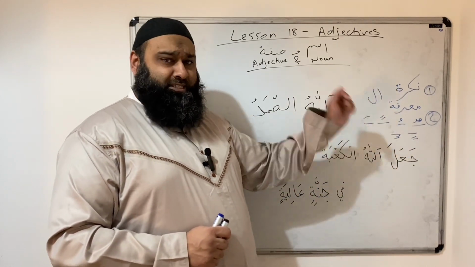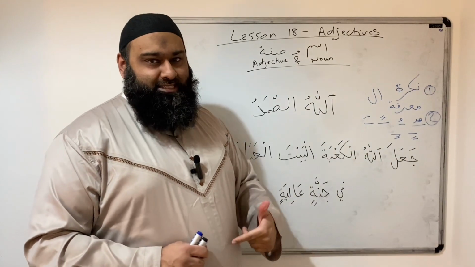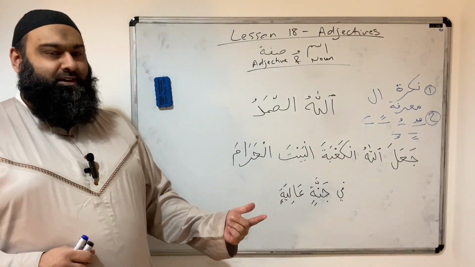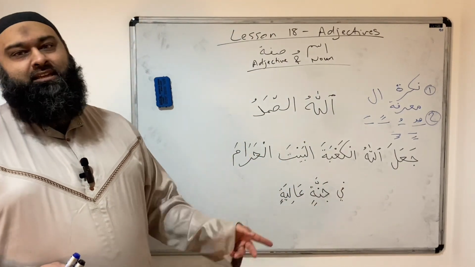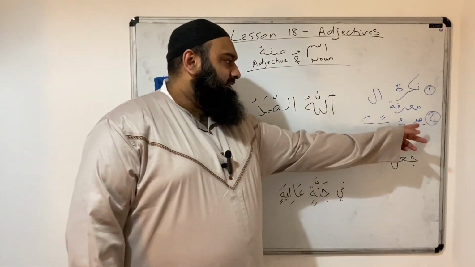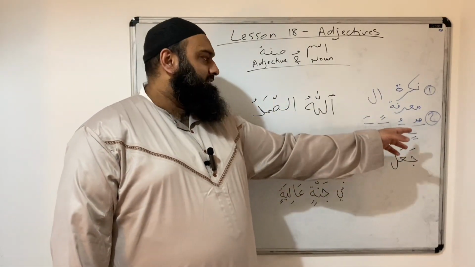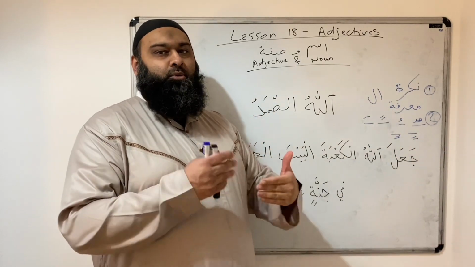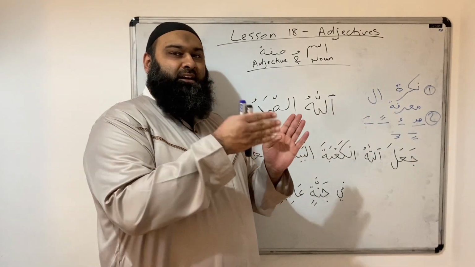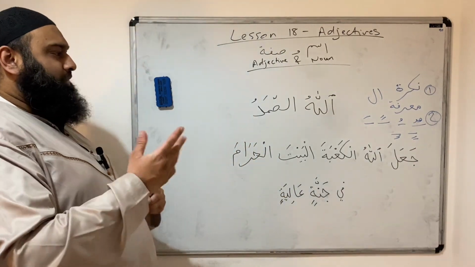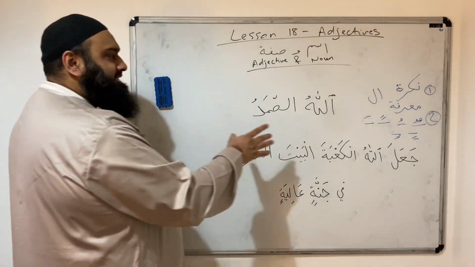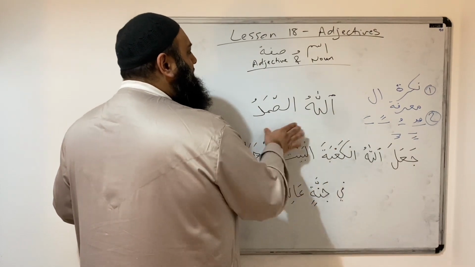So, does the noun have alif lam? If the noun has alif lam, then the adjective will also have alif lam. If the noun does not have alif lam, then the adjective will not take alif lam. We already know that alif lam only takes a single haraka, and without alif lam, it can take a tanween. We can see from the example here, Allahu Samad.